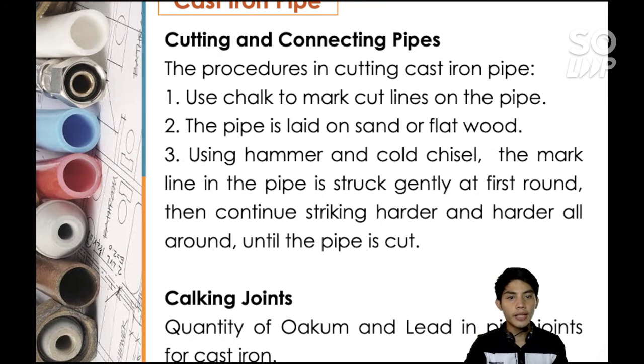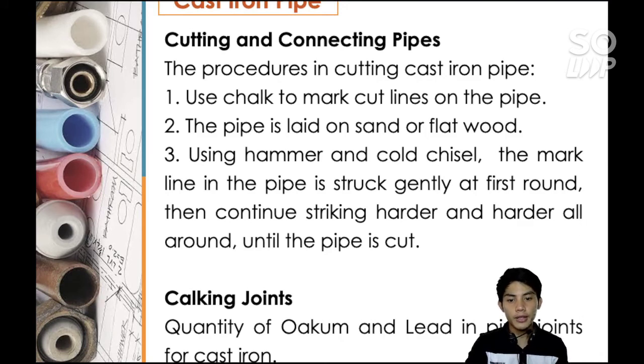So, cutting and connecting pipes. The procedure in cutting cast iron pipe is we use chalk to mark cut lines on the pipe. Then the pipe is laid on sand or flat wood. Using a hammer and cold chisel, the marked line on the pipe is struck gently at first all around, then continue striking harder and harder all around until the pipe is cut.